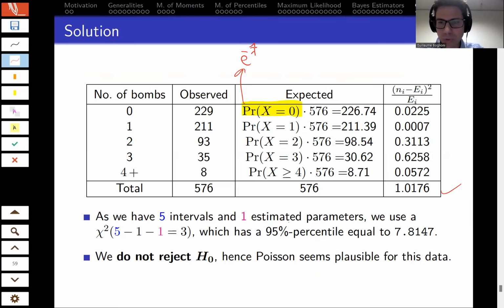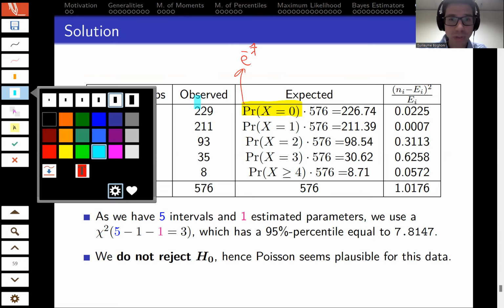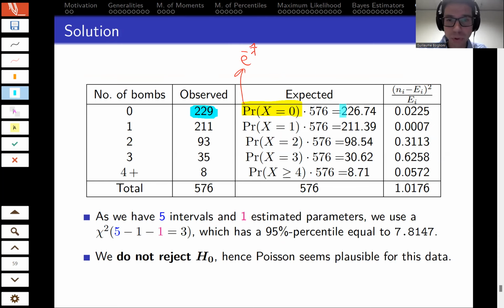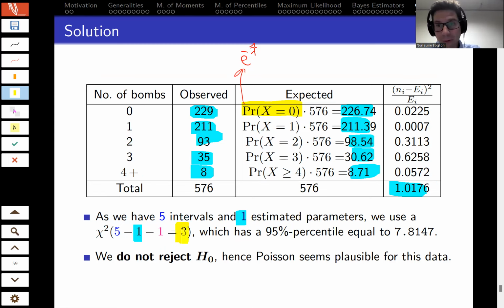Here you get to a number that's this, and qualitatively it's actually remarkably close to a Poisson. 229 observed versus this expected, 211 observed versus 211 expected, 93 versus 98 something, 35, 30, 8 something. It's pretty close, at least intuitively. And you get the test statistic. Now, here we have 5 intervals, 1 estimated parameter, and there's also the minus 1 that's always there. So you need to use the chi-square with 3 degrees of freedom.